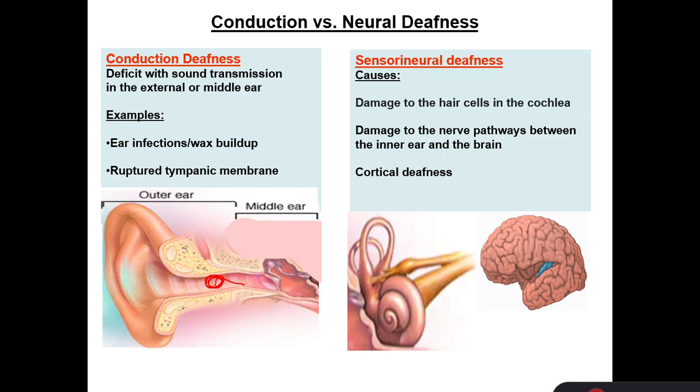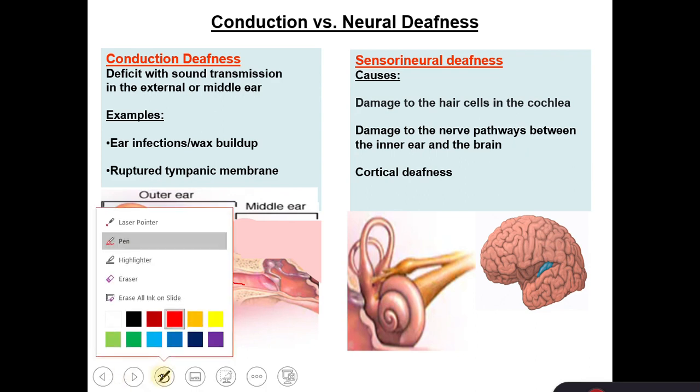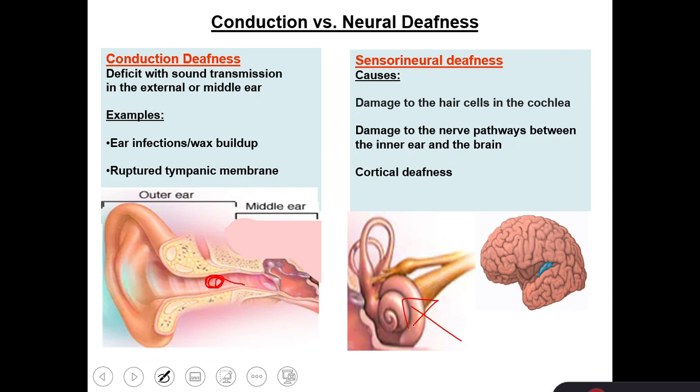On the other hand, the sensory neural deafness happens due to three causes. It's either the reason is in the cochlea, where we have the receptors of hearing, or it can happen in the cochlear branch of the vestibulocochlear nerve, or it can happen in the brain itself due to a stroke, affecting the cortical part responsible for hearing, which is cortical deafness.